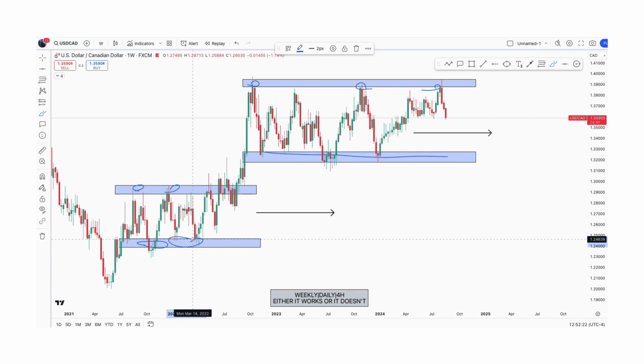It doesn't matter if you have boxes, lines, all of that is subjective to the trader. If someone tells you you must have boxes in order to trade support and resistance, or you must have lines, they're trying to sell you something, you need to run away as fast as you possibly can.